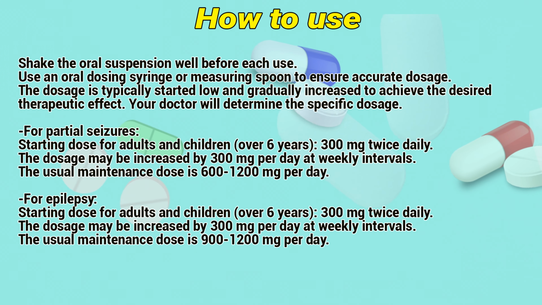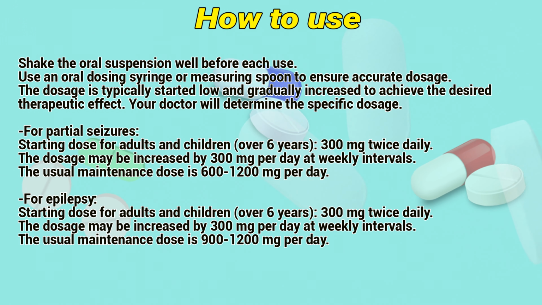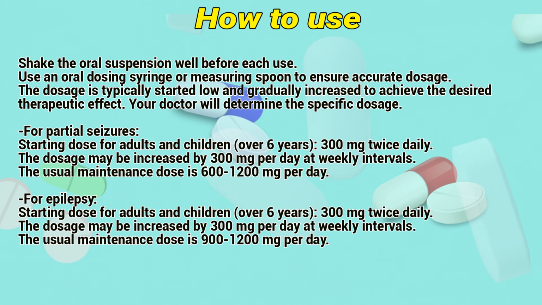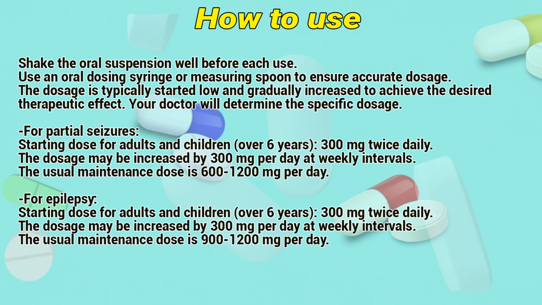For epilepsy, starting dose for adults and children over 6 years, 300 mg twice daily. The dosage may be increased by 300 mg per day at weekly intervals. The usual maintenance dose is 900 mg to 1200 mg per day.